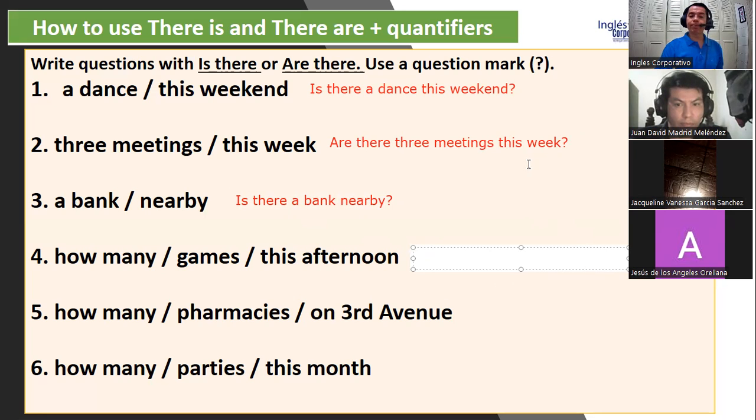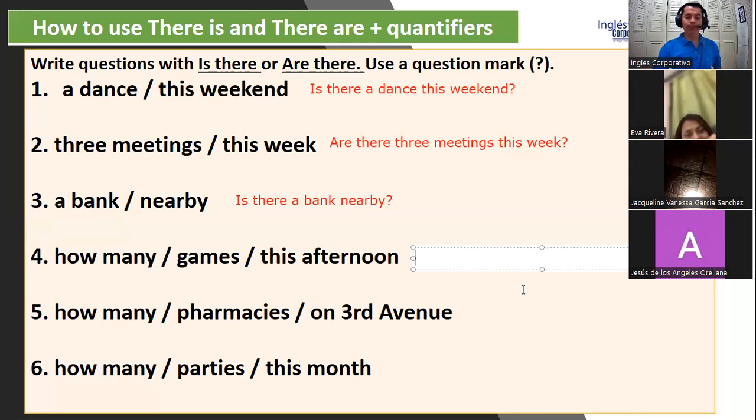Eva? Can you help me, Eva? Aquí está difícil. Tranquilicémonos, agarrámonos al suave, ¿verdad? ¿Qué palabra iría primero? Hay algo que va primero, Eva. ¿Qué sería? How many? How many games are there this afternoon?